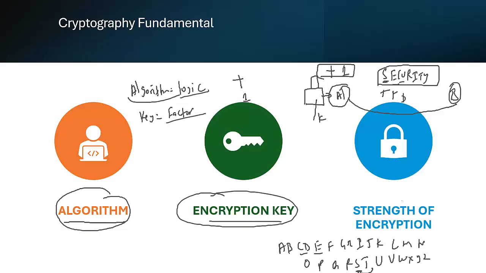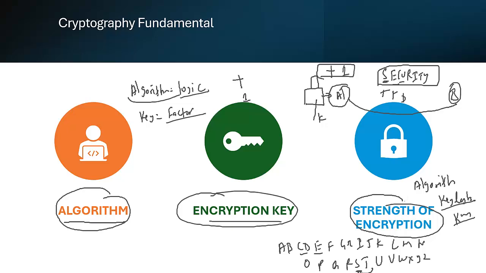And the third important thing is called the strength of encryption. So strength of encryption means, okay, I want to buy this encryption, I want to go for this encryption. So how can you analyze the strength of encryption? The strength of encryption is determined by the algorithm complexity. That is the first factor. Second is the key length. And third, most important, is key management.